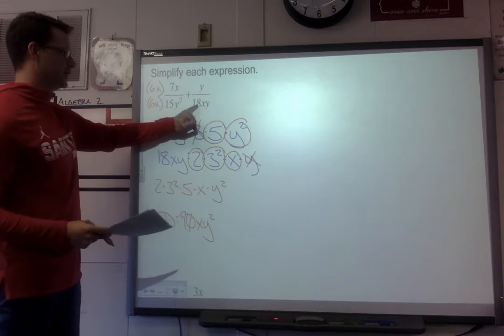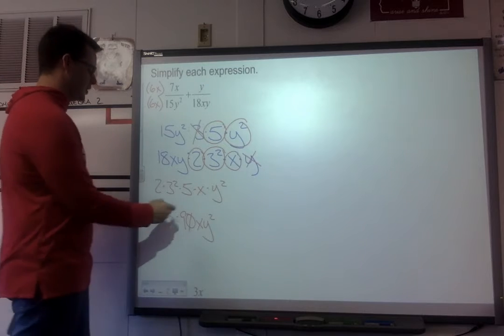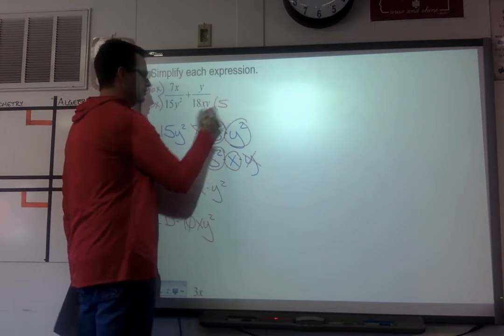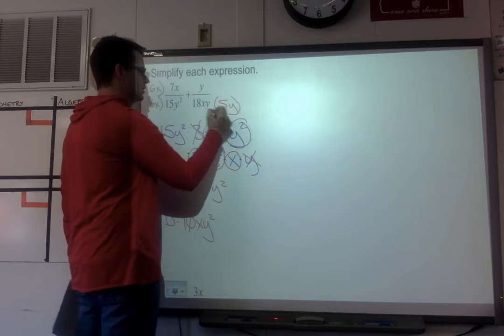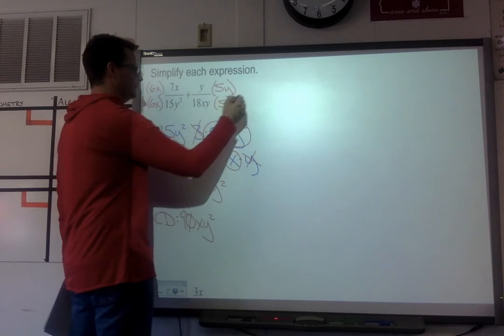What do we need to multiply 18xy by to get to 90xy squared? From 18 to 90, we need to multiply by 5. We've already got the x. We need to get y to y squared. So we're going to multiply by 5y.